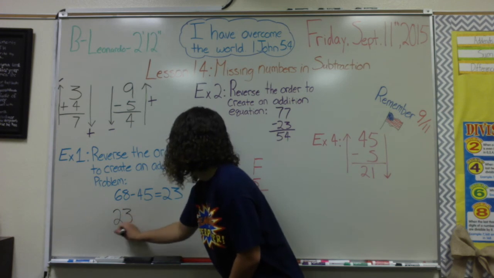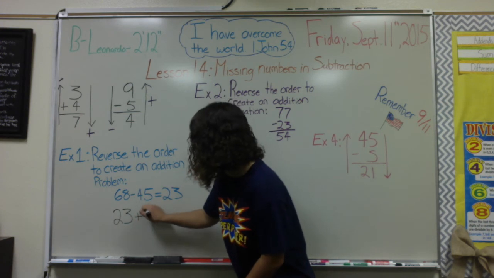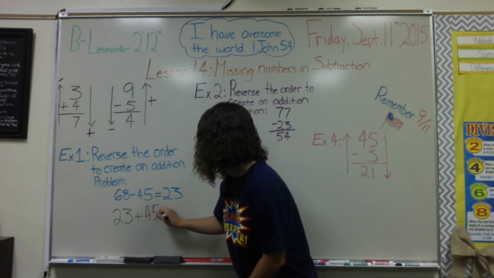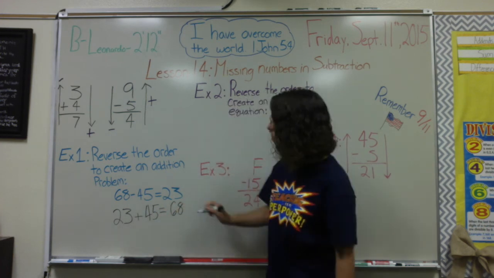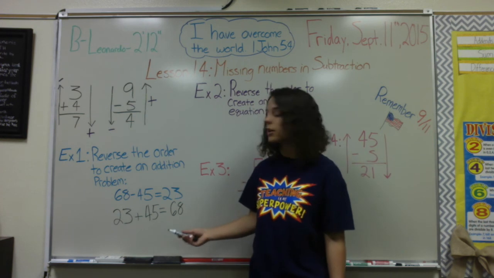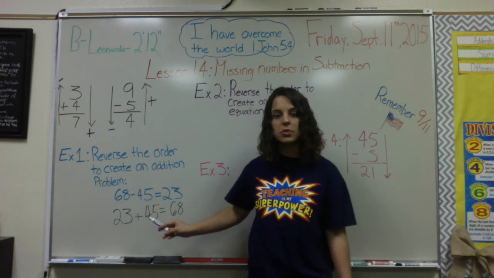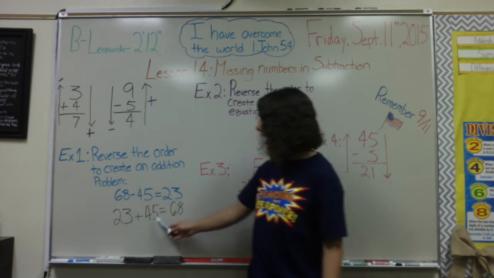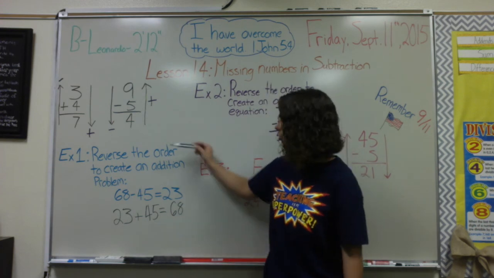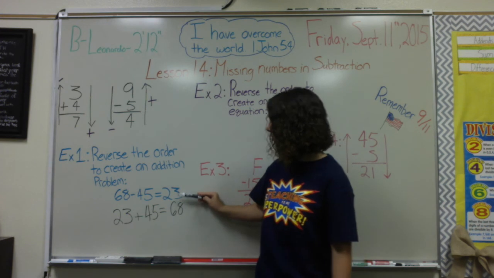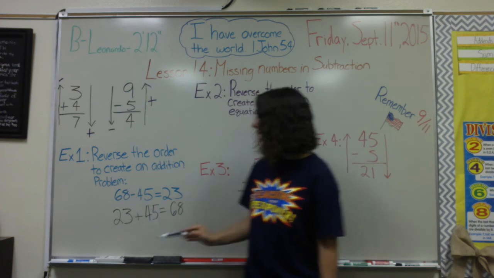23 plus, we are doing an addition problem, 45 equals 68. Now you would actually still be correct if you were to do 45 plus 23 equals 68, because the commutative property of addition says I can add numbers in any order and still get the correct answer. However, it is telling us to just reverse the order, so I'm just going from my difference, the answer, straight back.